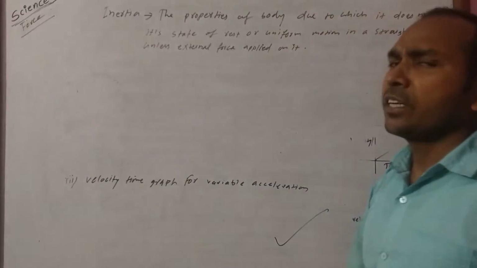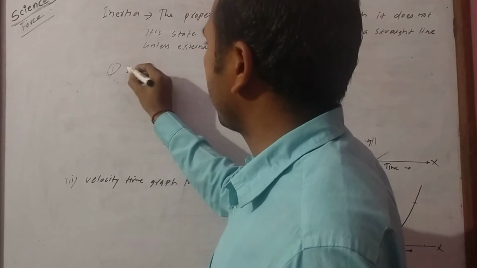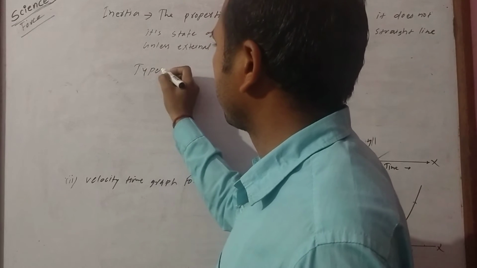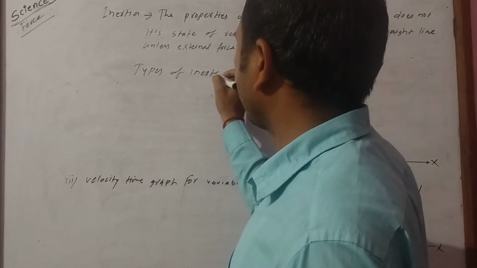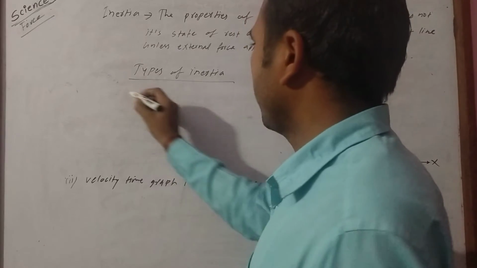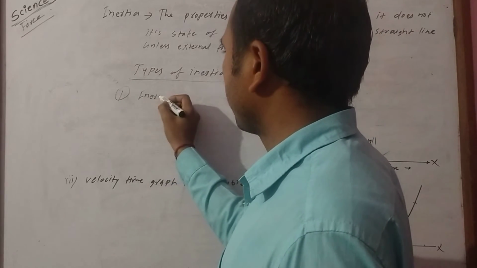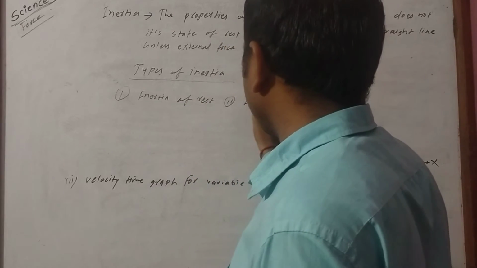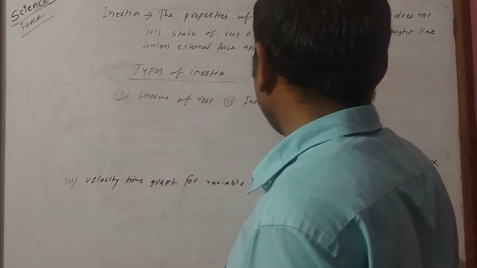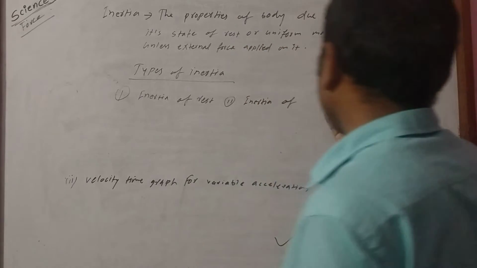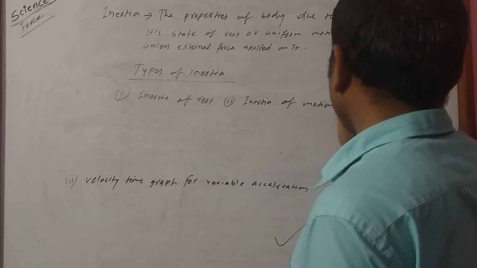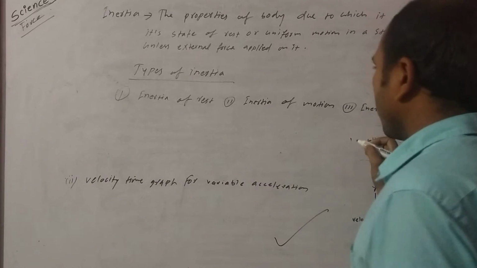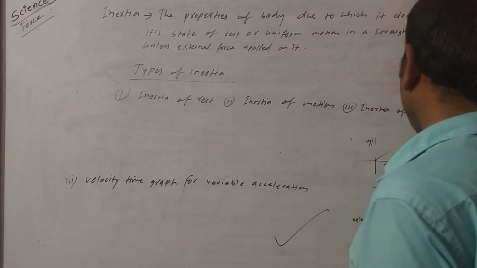And there are three types of inertia, which we can write here. Types of inertia. First, inertia of rest. Second, inertia of motion. Third, inertia of direction.